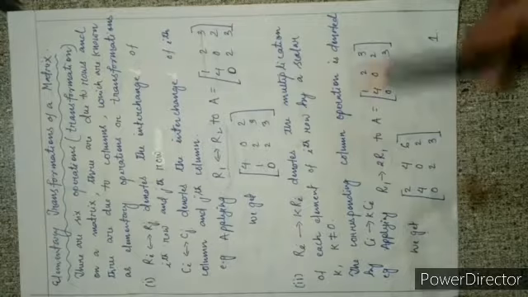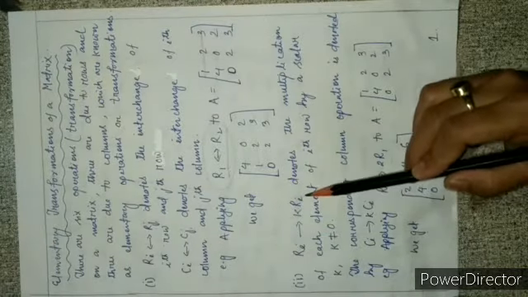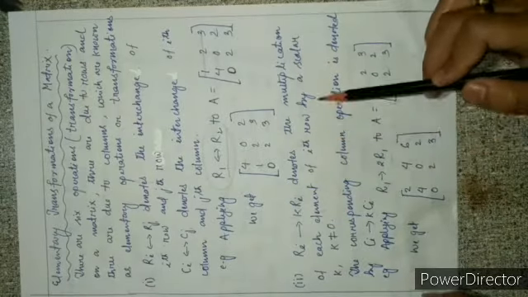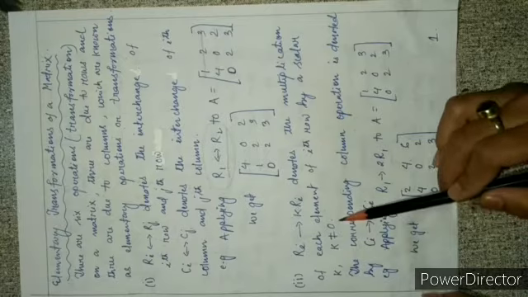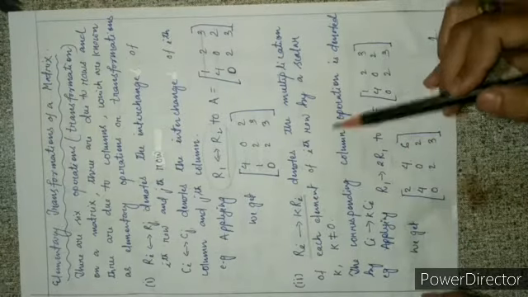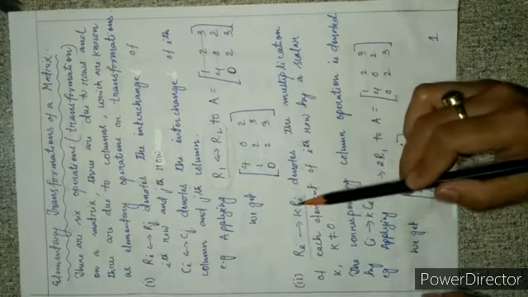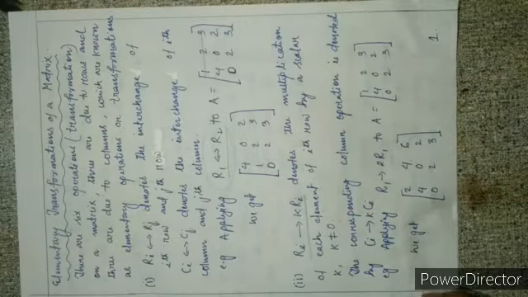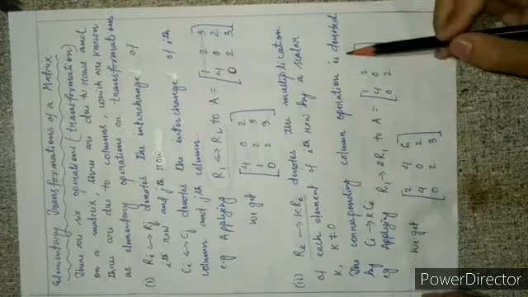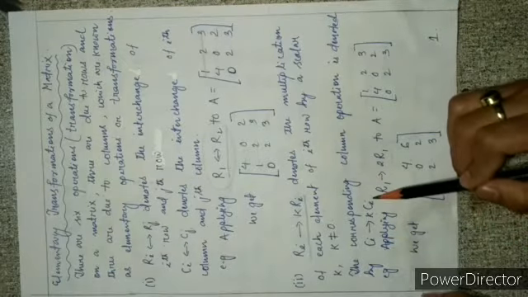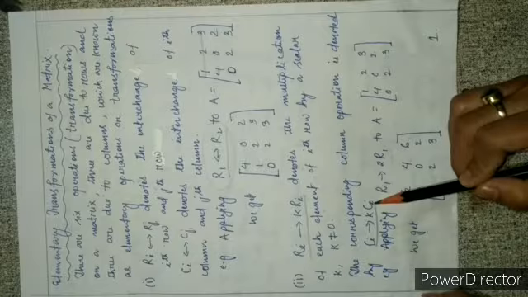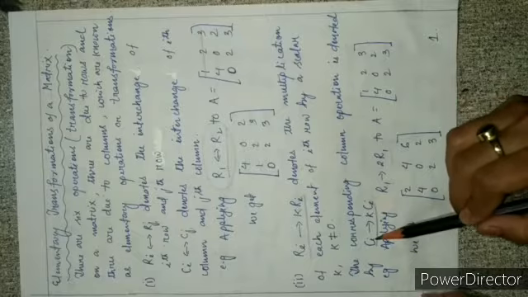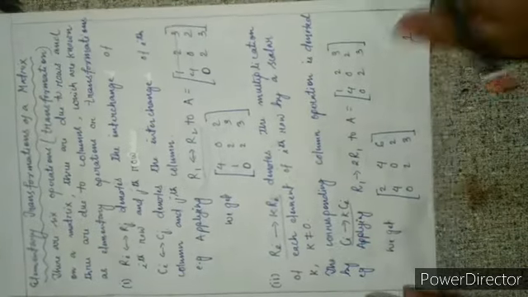Next, the second operation is Ri tends to k times of Ri, where k is a scalar. It denotes the multiplication of each element of the ith row by a scalar k, where k is not equal to 0. And the corresponding column operation is denoted by Ci tends to k times of Ci. All the elements of the ith column should be multiplied by this constant k.